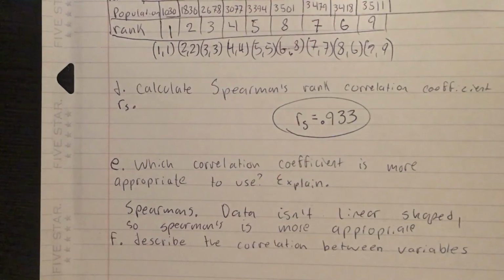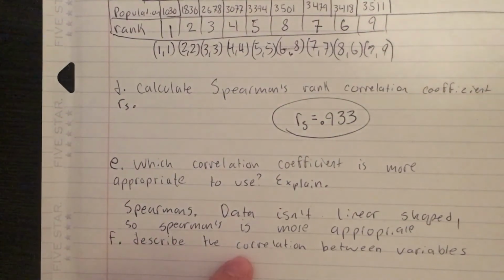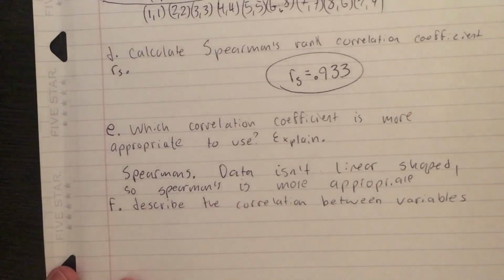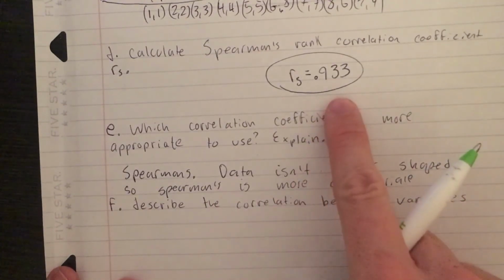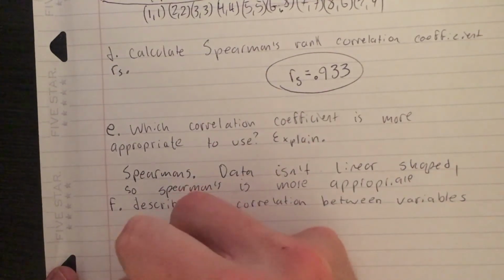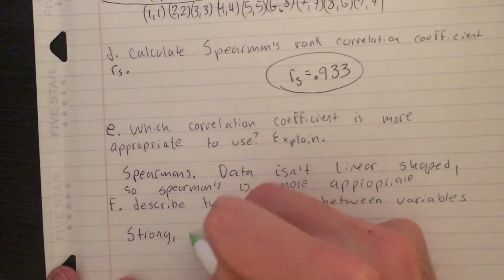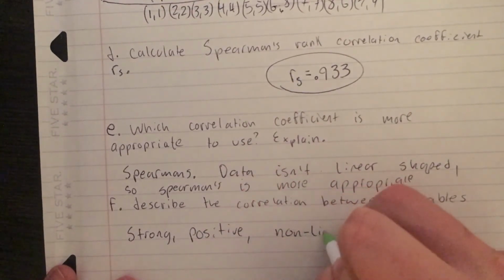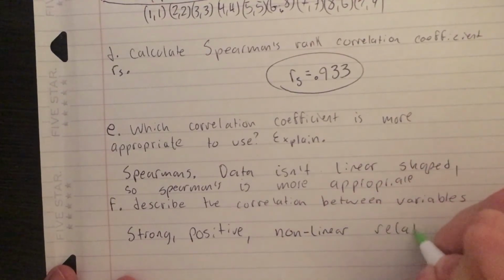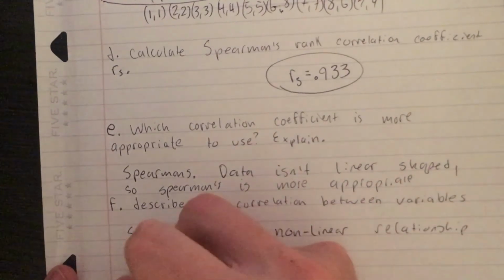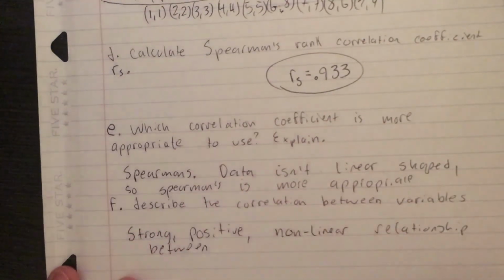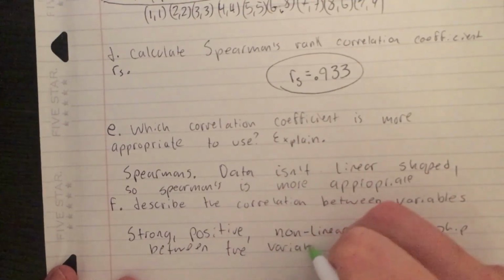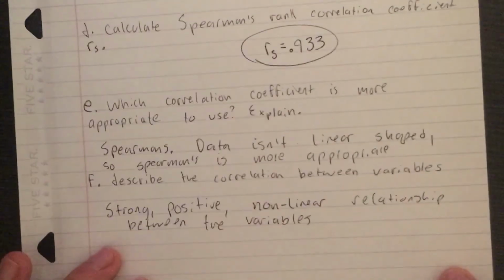And so now the last thing that we want to do is describe the correlation between the variables. Since we're rolling with Spearman's coefficient here, we're going to say, so 0.933 is pretty strong. We're going to say that there is a strong positive, and then the key here is non-linear relationship between the variables. So between the years and between the amount of black bears.